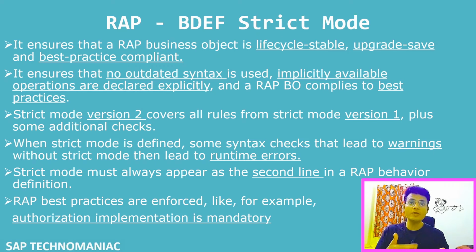Then how will you get to know that these things will cause a runtime error? Via the warning. When will you get the warning? When you use this strict mode. So that is the reason we have to use this strict mode, and also the latest version. Currently the latest version is version 2. So you have to use strict, and in brackets mention the version. And it will always appear at the second line. The first line is the implementation type, and the second line will always be the strict mode.